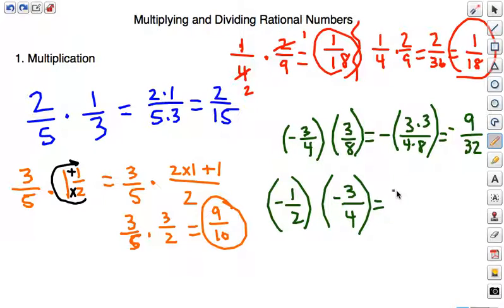All right, so we would have negative 1 times negative 3 over 2 times 4. Negative 1 times negative 3 is 3/8, so this is positive. Remember, when you have two negatives, you will have a positive product. Okay, moving on to division.